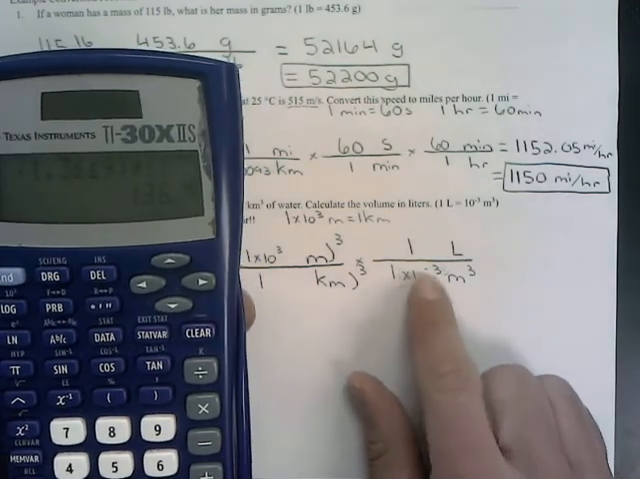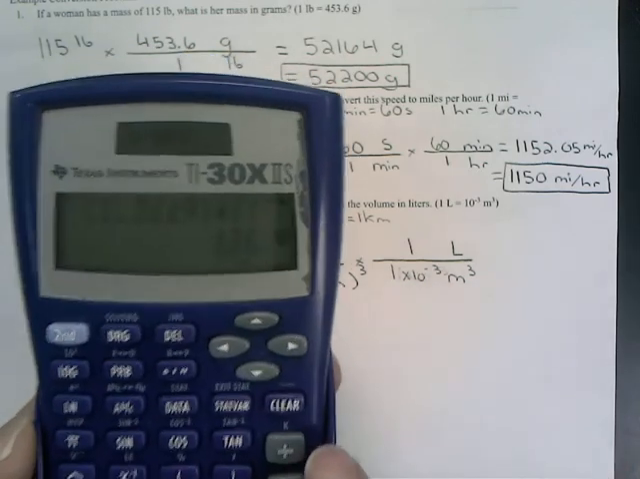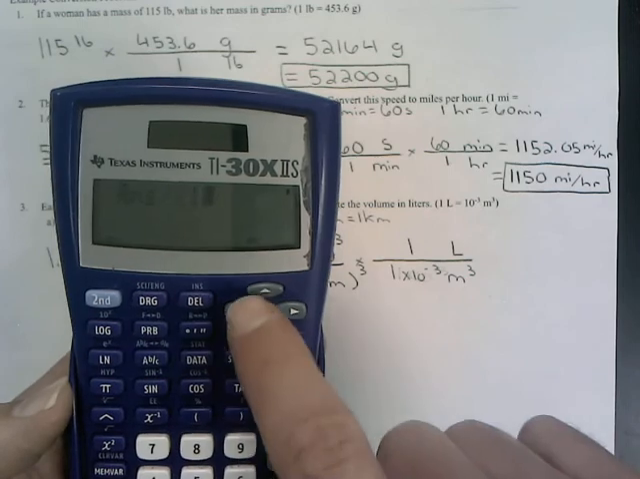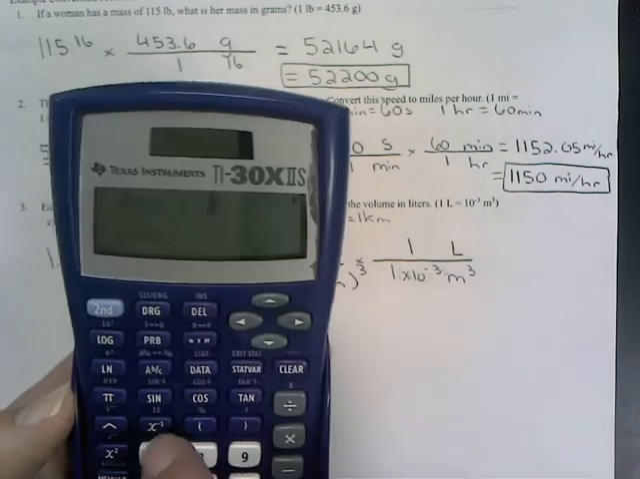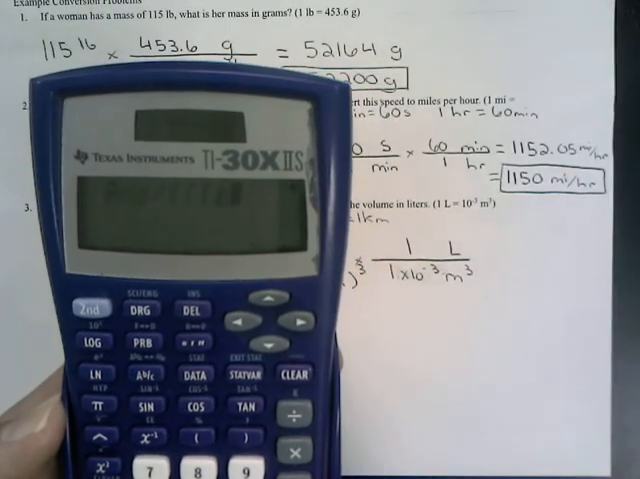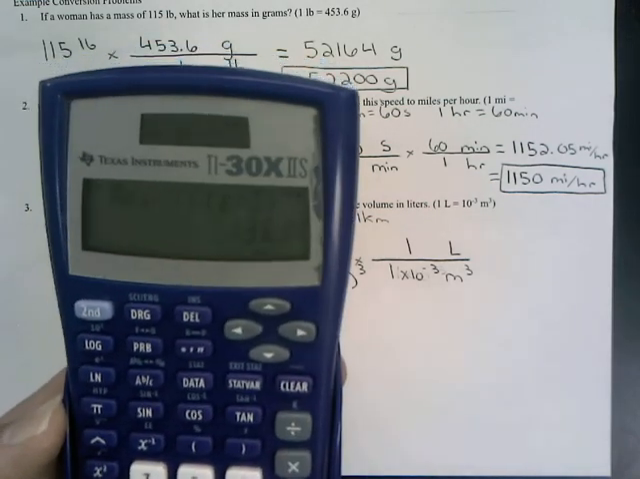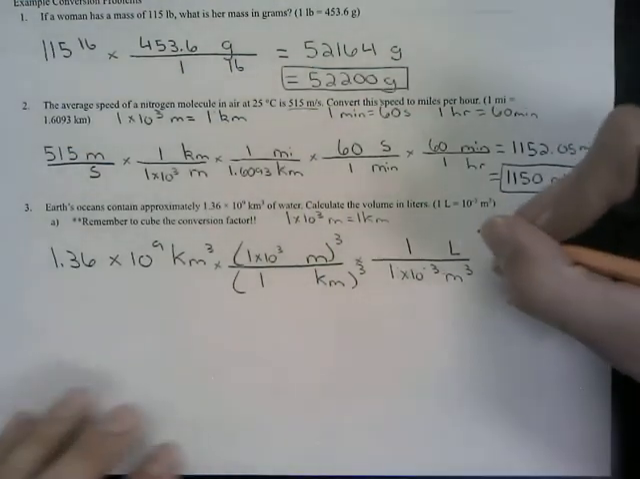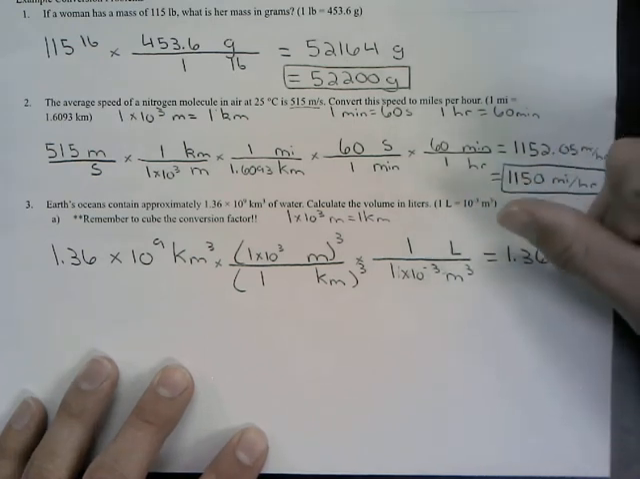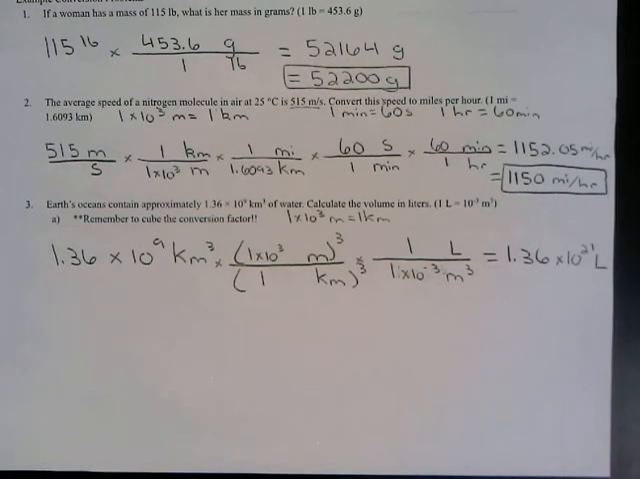Now I still need to divide by 1 times 10 to the negative third. This is not cubed, so what I do is this. I divide by 1, and I'm going to put a double set of parentheses. I divide by 1 times 10 to the negative third, and I get my answer. So my answer, unrounded right now, is 1.36 times 10 to the 21st liters.